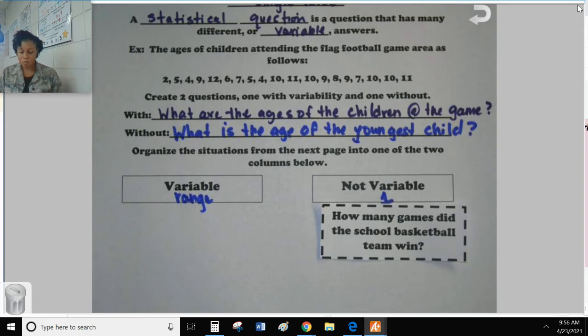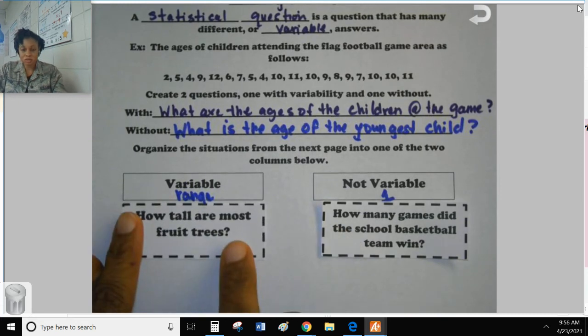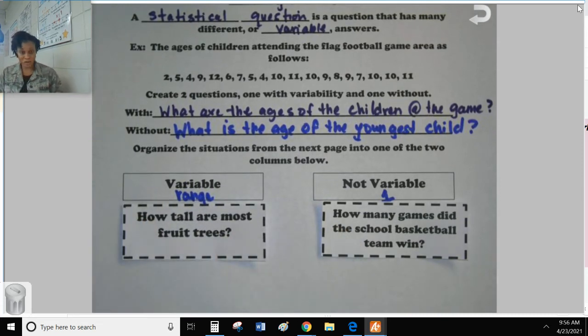How tall are most fruit trees? Will I get a variable answer or will I get a 1? It says fruit trees, so that could be a lemon tree, an orange tree, an apple tree. They all have different heights, so I can get a range of answers, okay? That is variable.